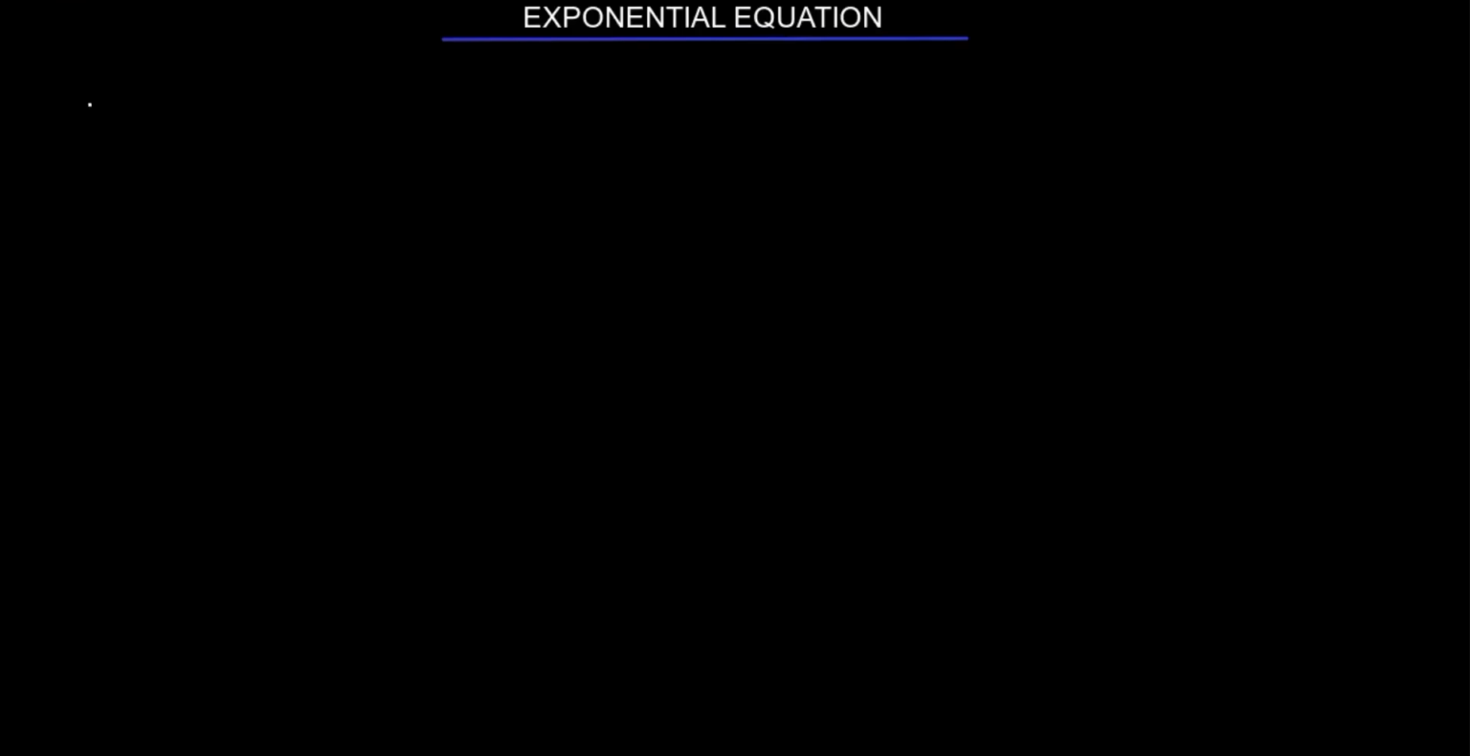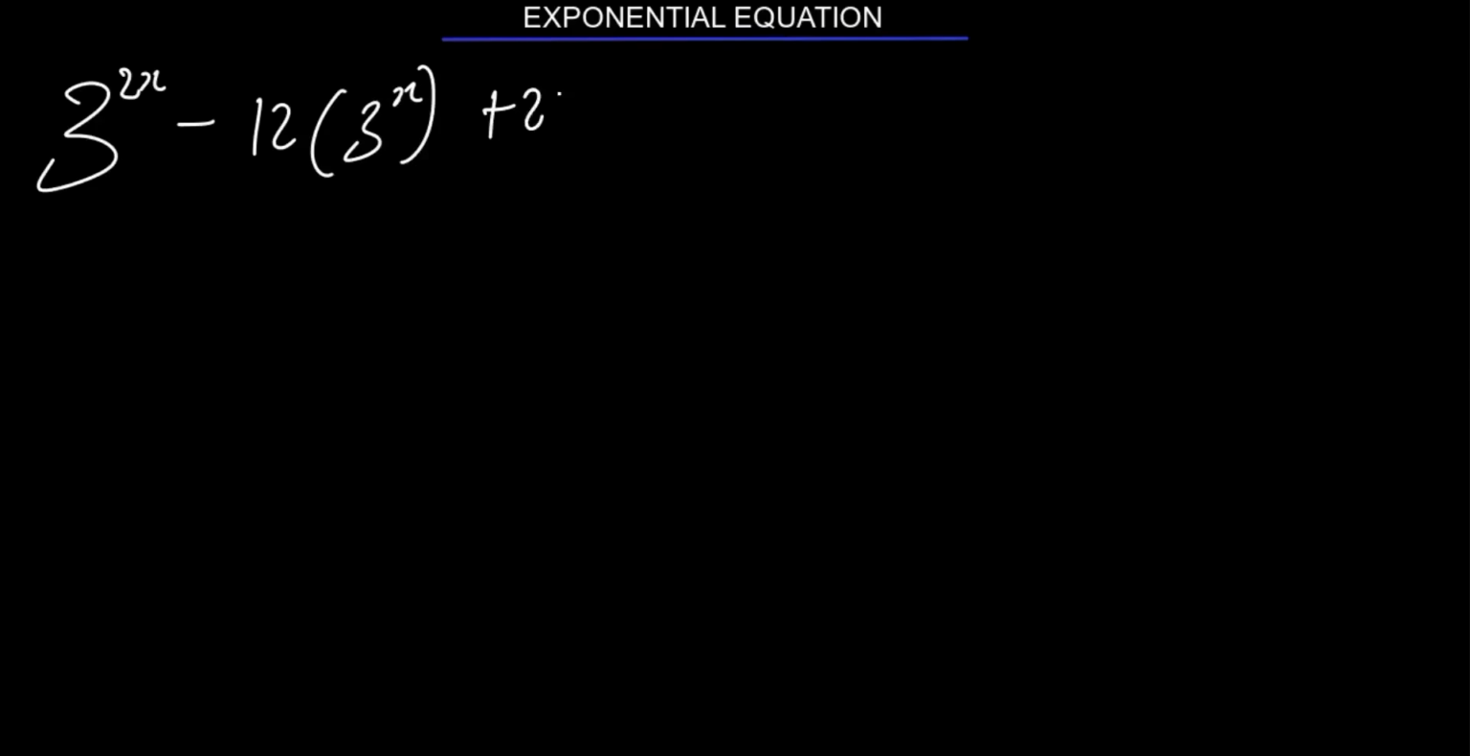Observe this question. 3 to the power of 2x minus 12 times 3 to the power of x plus 27 equals 0. Now, when you see this type of question, it's an exponential equation.